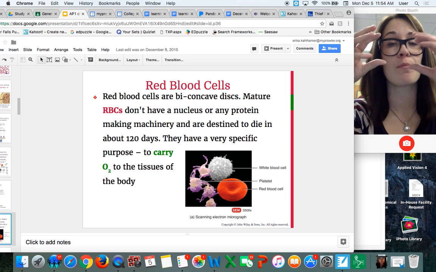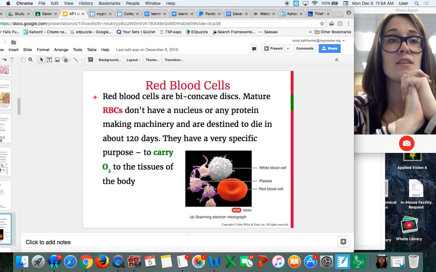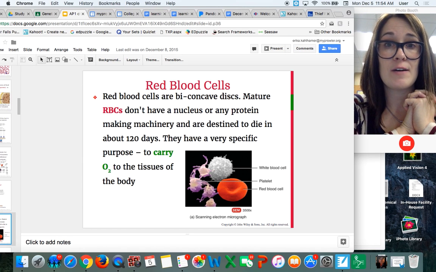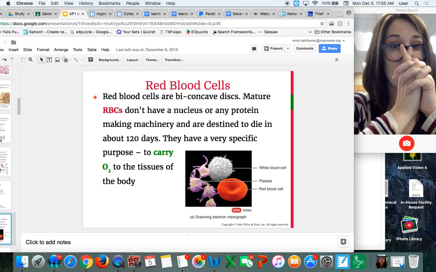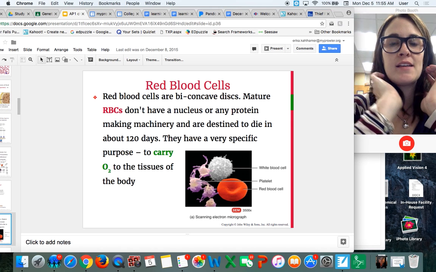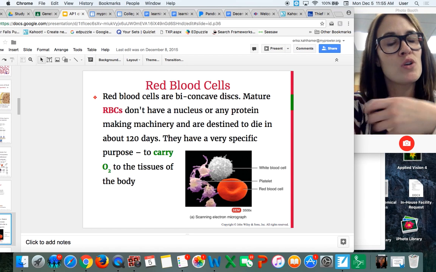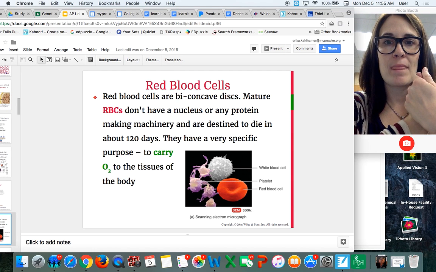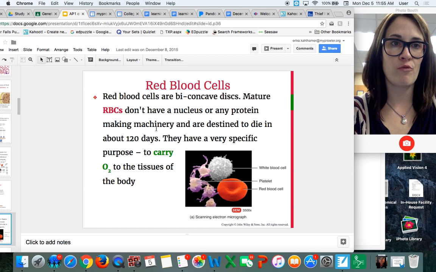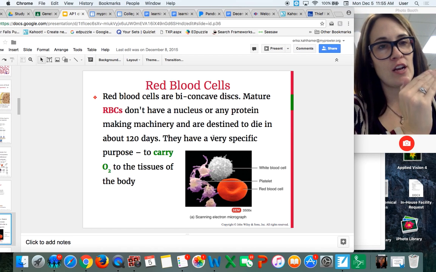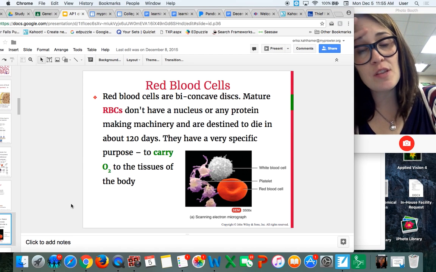Red blood cells are shaped like biconcave discs. They're like little frisbees. Like I said before, the mature red blood cells do not have a nucleus. And they don't actually have any protein-making machinery, so they don't have the ribosomes, the rough ER, the Golgi apparatus. So they don't live very long. They kick out that nucleus to make more room to hold oxygen, actually. Their average lifespan is about 120 days from their formation to when they die. And they're designed specifically to carry that oxygen to the parts of the body that need it.